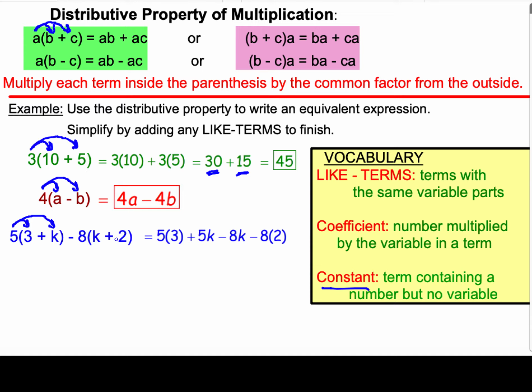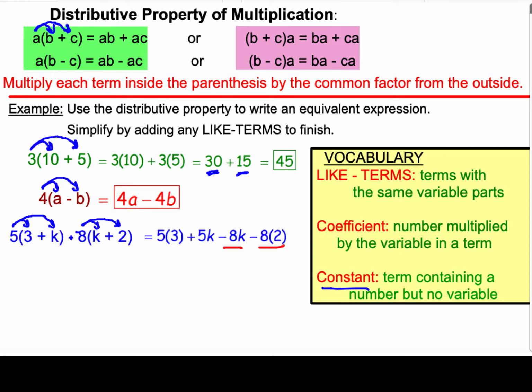And technically, we've got to be a little bit careful. That minus 8 in the middle is technically just like saying plus a negative 8. So I'm going to distribute a negative 8 to k and a negative 8 to 2. So that just became, as we have over here at the right, minus 8k and minus 8 times 2.